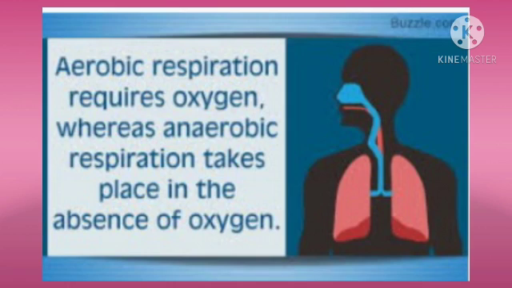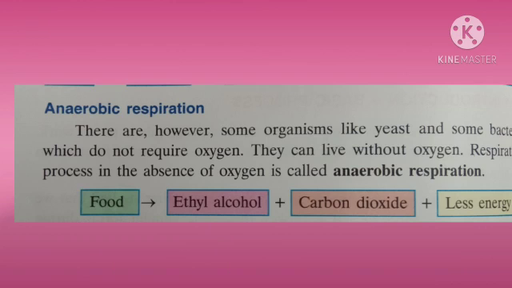Human beings are aerobes and most of the plants like mango, rose, etc. are aerobes. The second type of respiration, anaerobic respiration, is carried out by some organisms like yeast and bacteria, which do not require oxygen, or they live in an atmosphere where oxygen is less or absent. So respiration in the absence of oxygen or in poor oxygen is called anaerobic respiration.